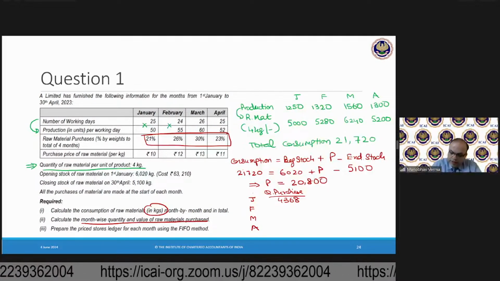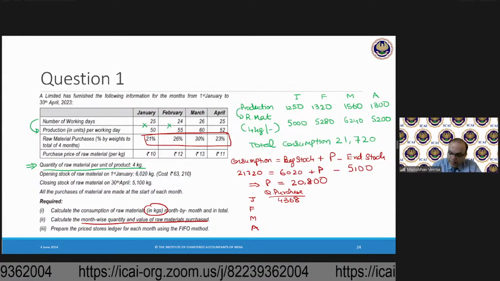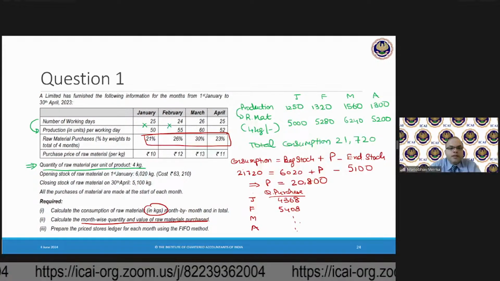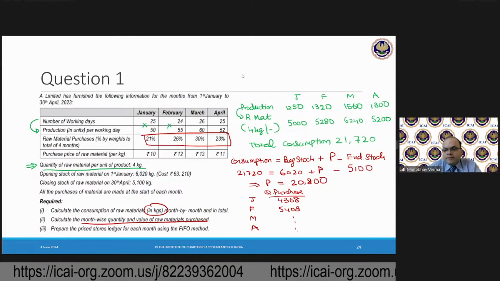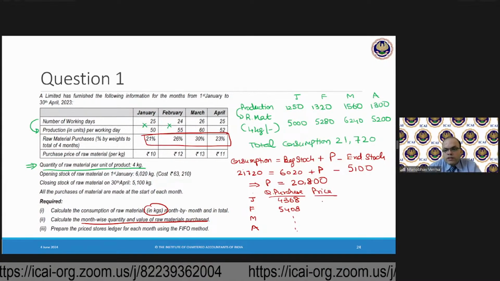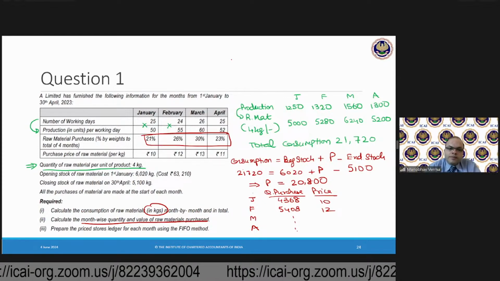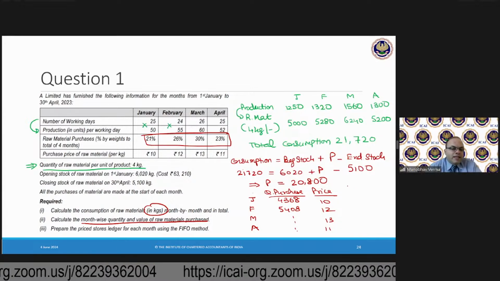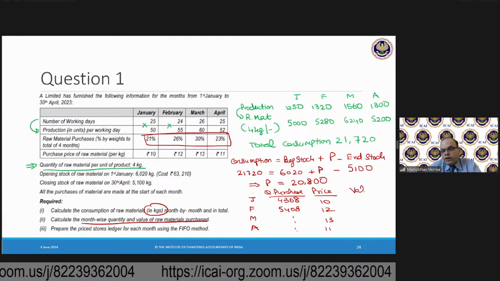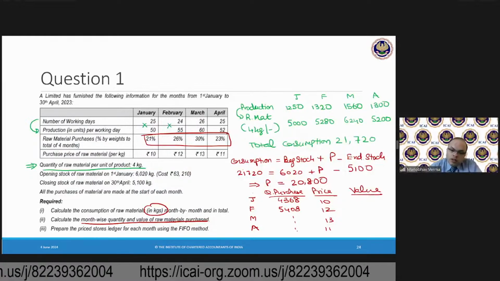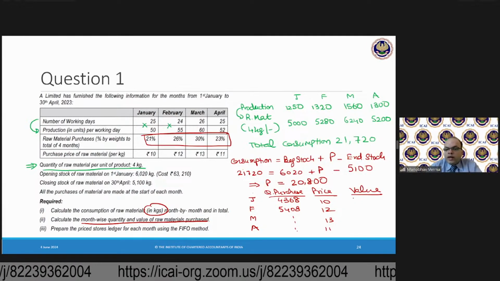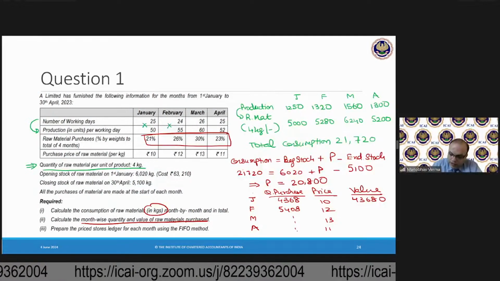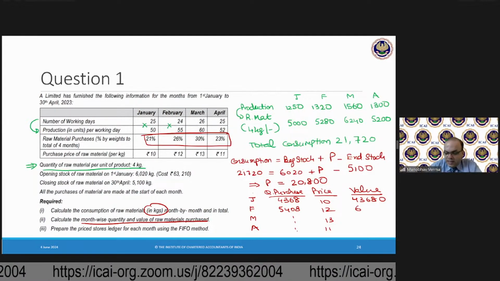Similarly, 20,800 multiplied by 26%. We are looking at 5408 here and so on. And they are giving you the purchase price as well, which is 10, where this is of course per kg here, 13 and 11. So quantity into purchase price will give you the value of the raw material purchases. So in terms of the value, in the month of January, we are looking at 43,680. Whereas in the month of February, we are looking at 64,896.